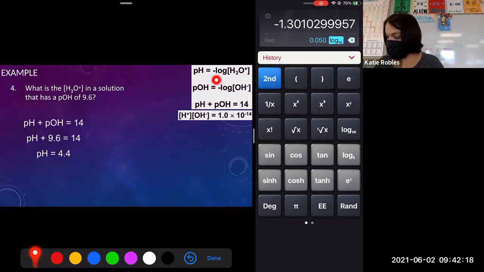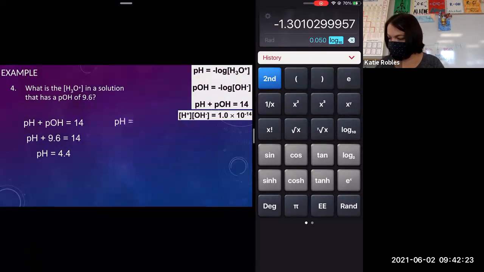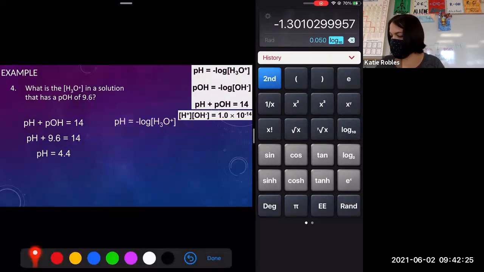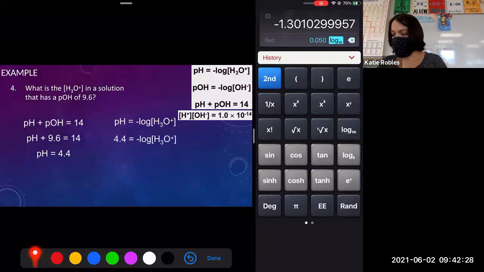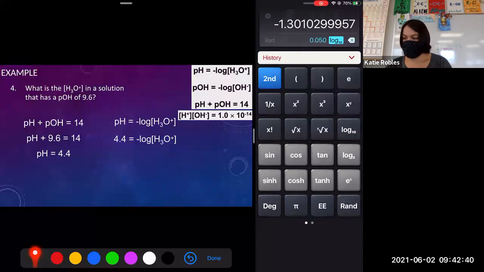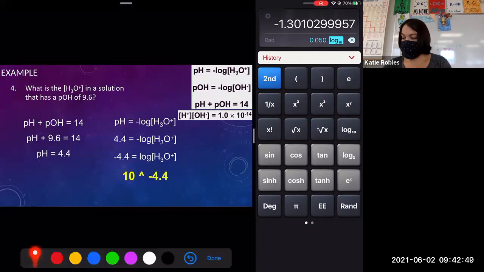Now I'm working with this equation. pH equals the negative log of H3O plus. All right, pH, negative log of H3O plus. 4.4 equals the negative log of H3O plus. Now again, if you've never learned logs before, you have no idea what to do with this step. So I'm going to show you this nice and big so you can see here. Okay, first of all, I took the negative and I moved it over here. And this is how you get rid of a log in an equation.